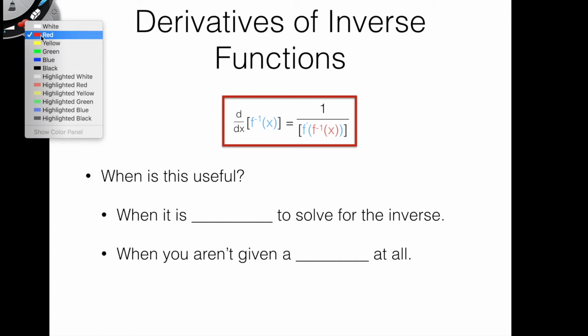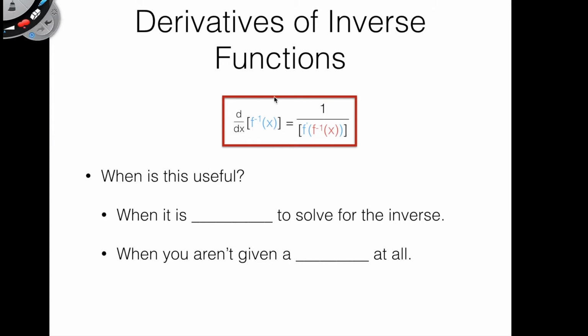So why is this useful? You might be thinking, why go through the trouble of using this formula when you can just find the inverse using some method you might have learned, and then take the derivative of that? Well, here's why. This is useful when it's impossible to solve for the inverse. For example, with cubic functions, it becomes very tedious to solve for the inverse by hand. In those cases, you can't find the inverse, let alone take a derivative of it. And it's also useful when you aren't given a function at all. If you don't have a function, you have nothing to solve for an inverse of, and nothing to take a derivative of.